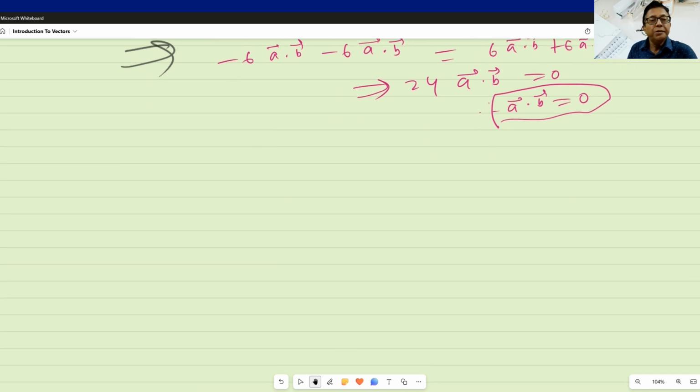Let me continue. Now, using dot product, we can derive something that we are going to do. Number one application in trigonometry. Application in trigonometry.